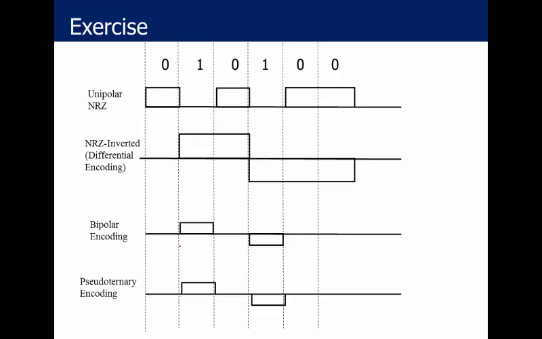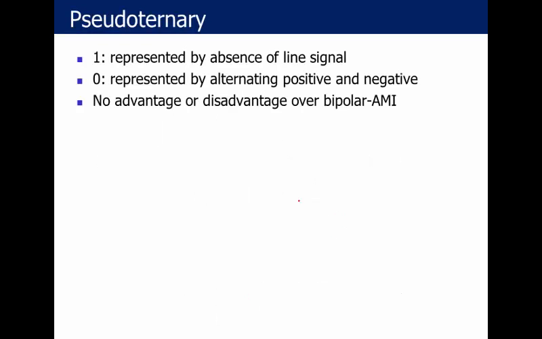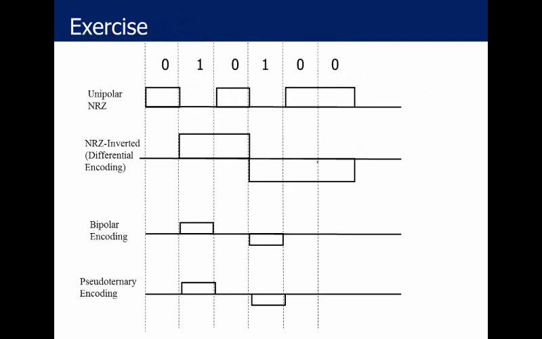0 means no. Oh, okay, I need to go back. Okay, 1 means no signals. So this should be shifted here. 0 means therefore signals. 1 means no signal. 0 means 1 negative, 1 positive. That's what it is, right? Alternating positive and negative. So no advantages or disadvantages over bipolar AMI, which is very similar to this, but not much different.